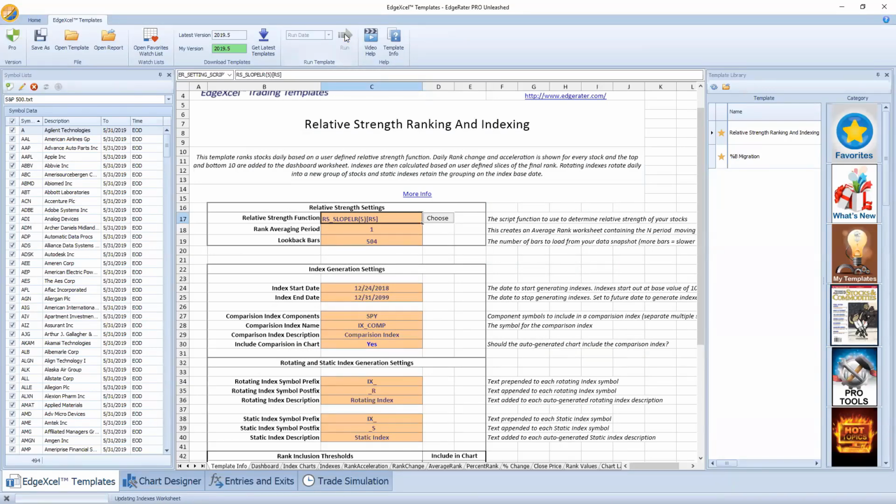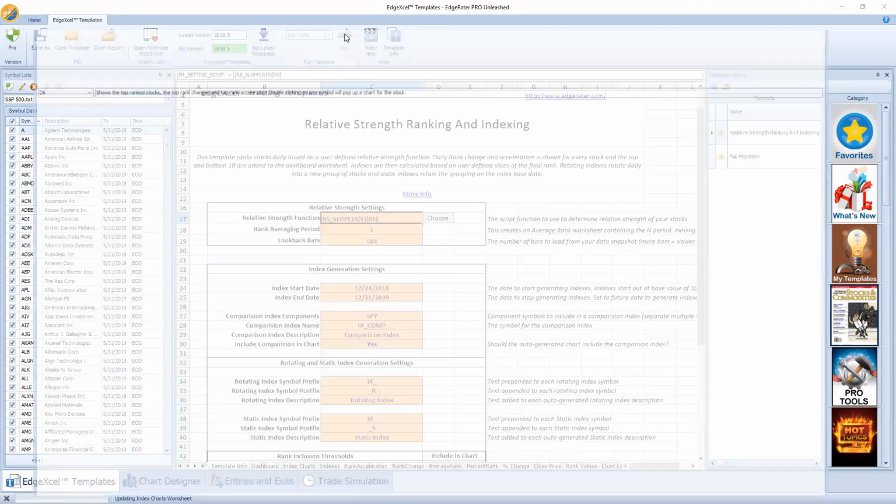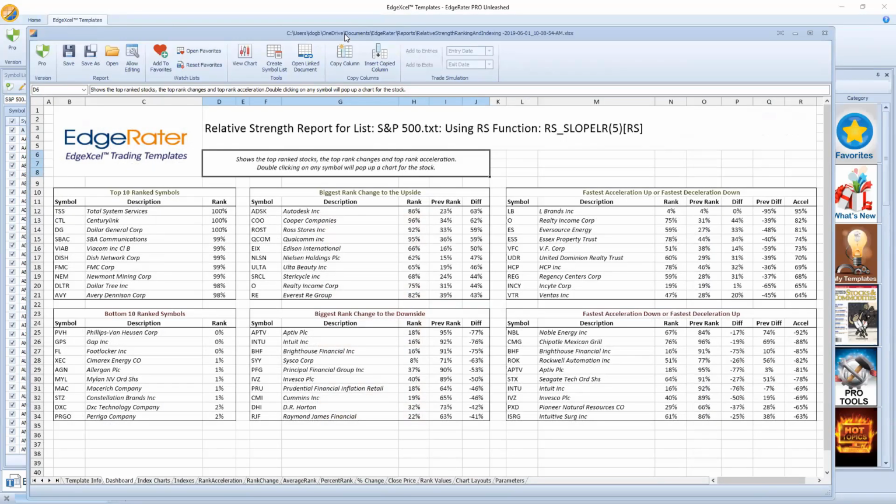So now we've got something that's not based on a 1 day percent change. It's based on 5 days. But bear in mind, it's not going week to week and looking at weekly performance. You could do that. You would have to write your own relative strength function, but this gives you a 5 day look back.